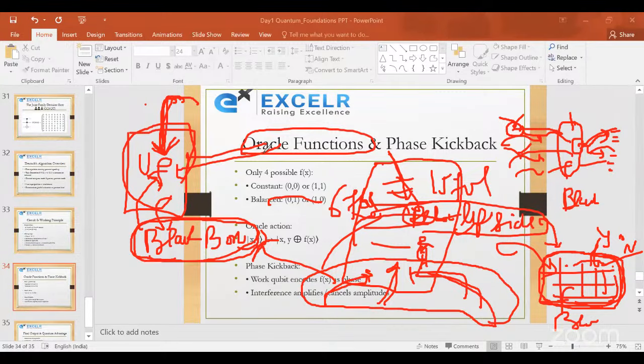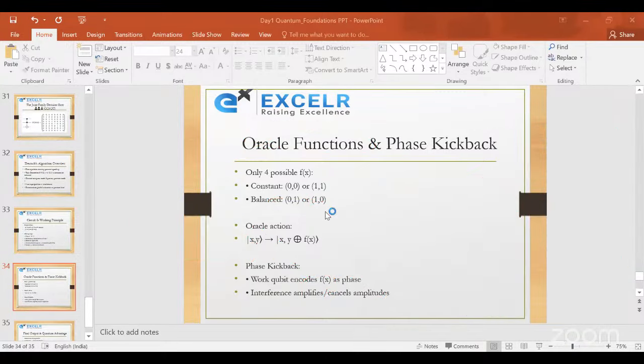So yeah, that is like this. So now there is a phase kickback. There is one concept remaining, that is phase kickback. I am giving this in 5 minutes. Then we will start some basic level Qiskit coding today.